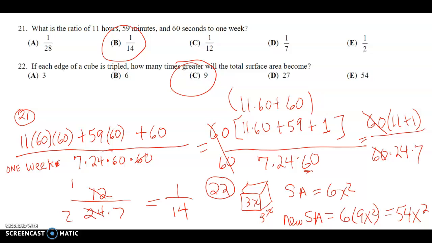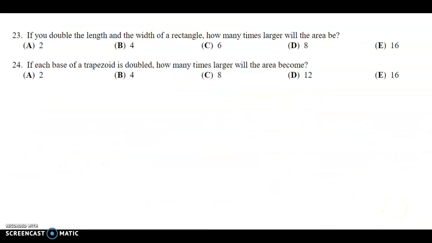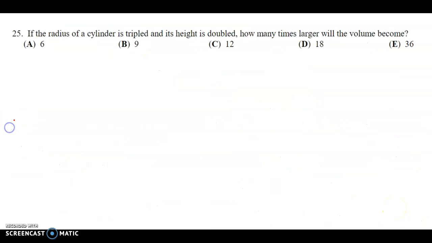So again, you can pause this video and go back to see where I did the work here. The work for 22 is here. Originally, I used x and x for the dimensions, and then when I increased the size for my new surface area, I used 3x and 3x. Again, you can pause the video and go back, and you can message me if you want to go over any one of these problems again. Numbers 23 and 24 seem to be in a similar vein to the previous problem.